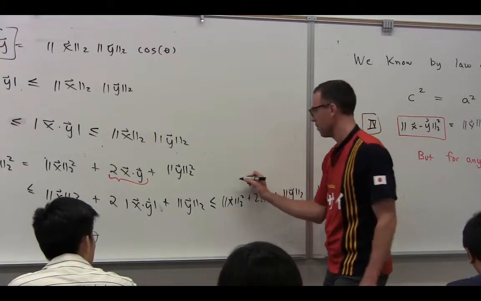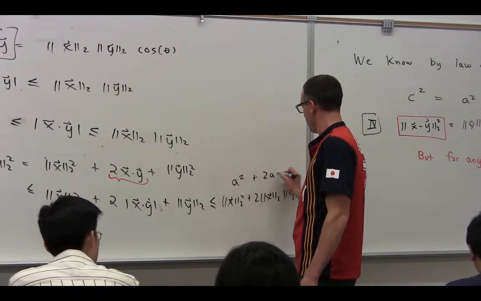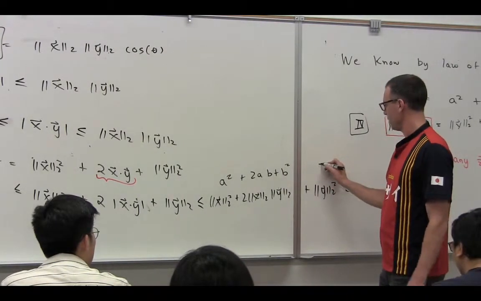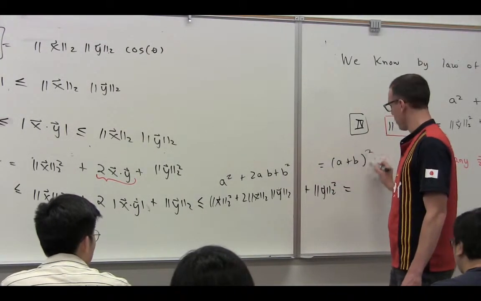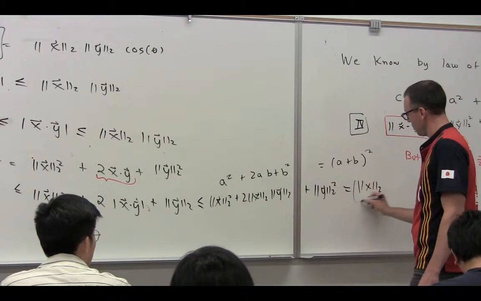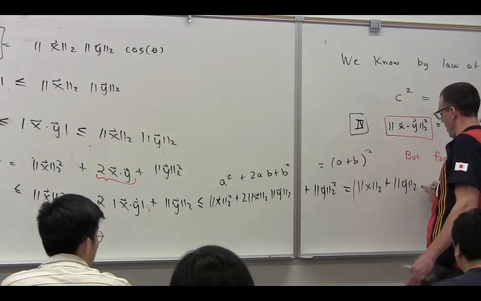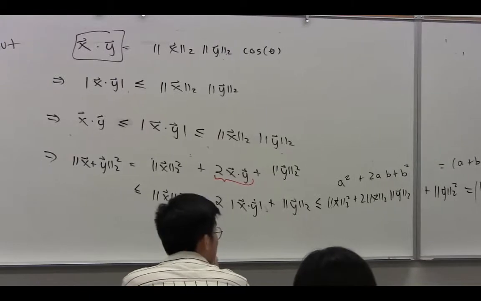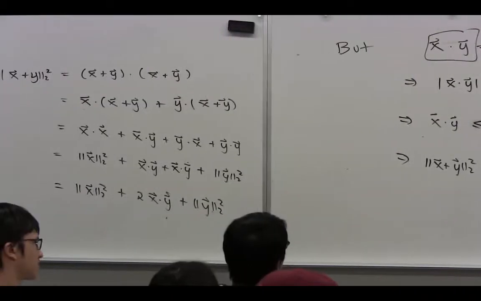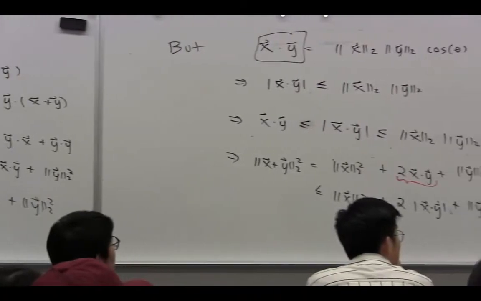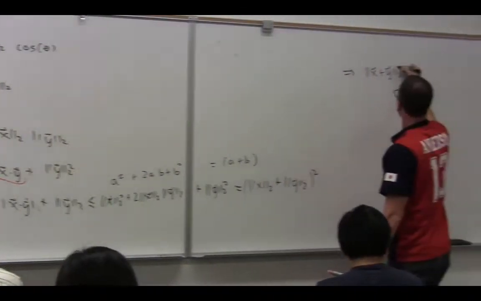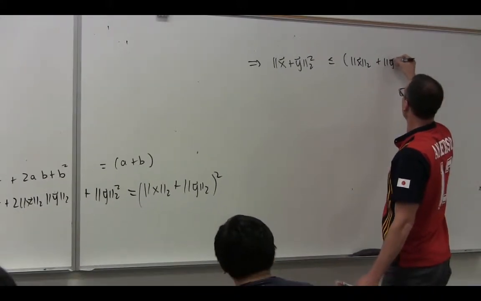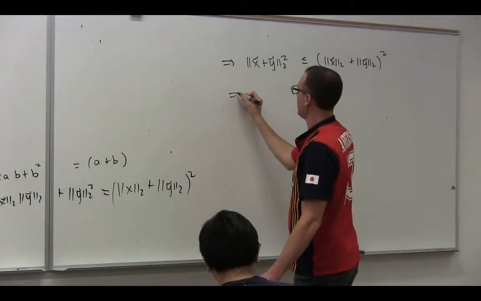How many do you have? Okay, so let me write it in a way that you're more used to seeing it. What's that? A plus b squared. So this must be 2 norm of x plus the 2 norm of y squared. What did we just show? From all this work, we just showed that the 2 norm of x plus y squared is less than or equal to the 2 norm of x plus the 2 norm of y squared, which means what?